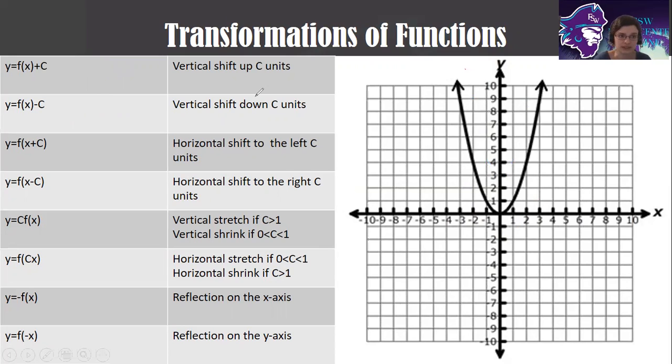For example, let's say that our function looks like this: x plus 2, squared. Since it's interior like this, it represents a horizontal shift, and because it's plus 2, it'll be to the left 2 units. And so we make our mark 2 units to the left and graph our function.